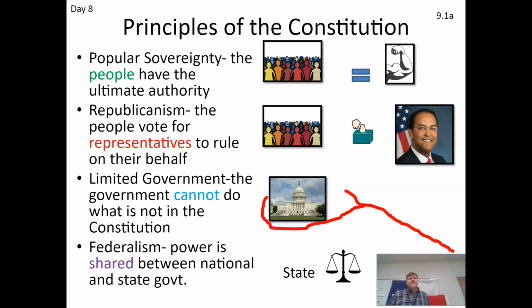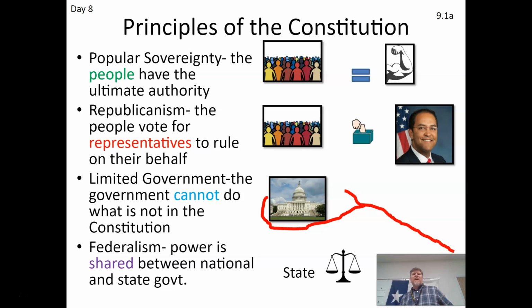Republicanism is that the people vote for representatives to rule on their behalf. So we elect people to make decisions for us as a nation. We don't each vote on each issue, but elect representatives to vote on our behalf. Once they are elected, they do what they think is best, based on their convictions and how they believe a government should run.